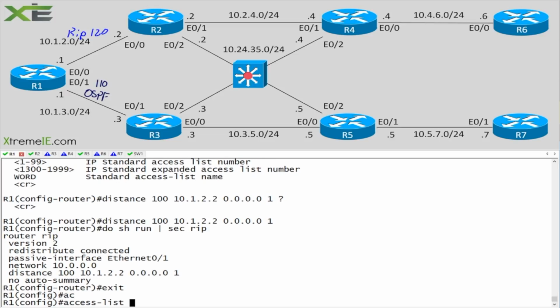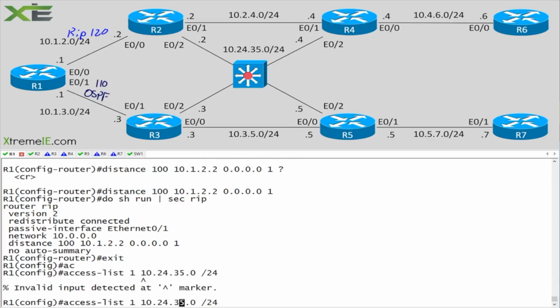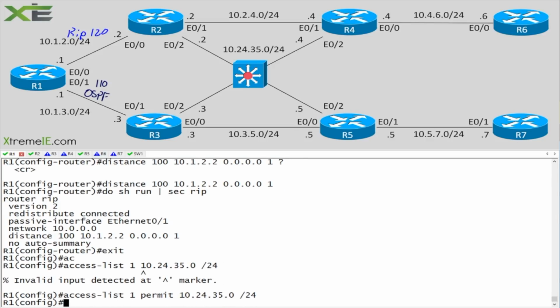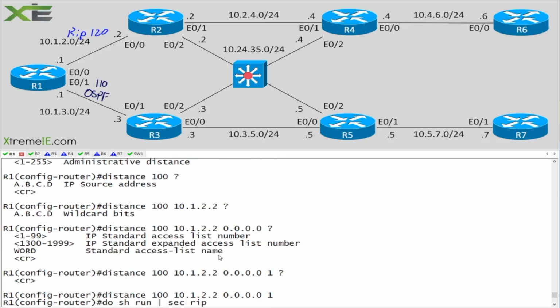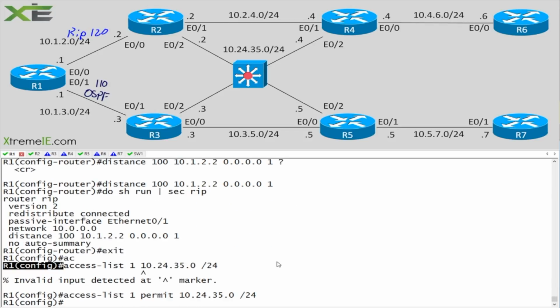The thing is, I need to create that ACL. So I'm going to say ACL 1, 10.24.35.0/24. Oops, sorry, I forgot to permit. I do that all the time. Okay, and you can see that I don't have to use a numbered ACL. I can use a standard named ACL if I want to. It's just sometimes more of a habit and becomes easier.